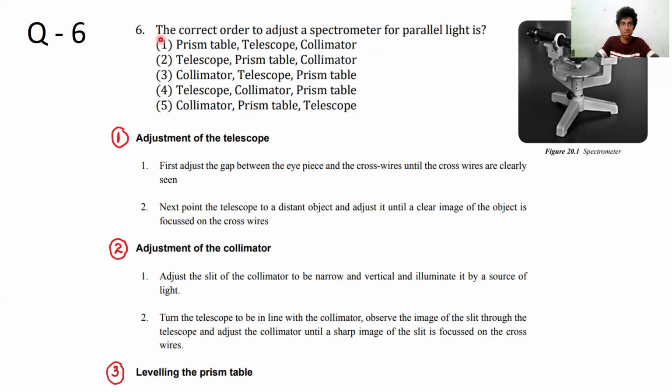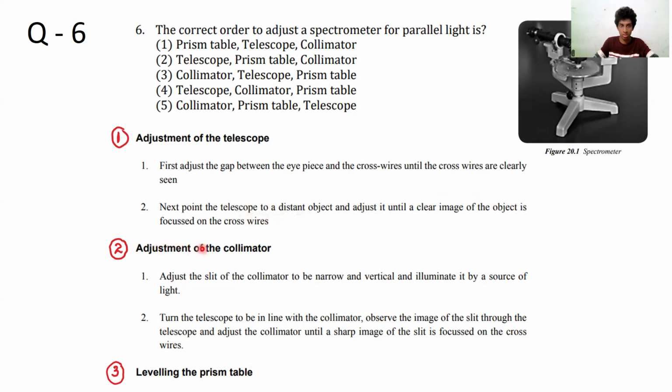Question number 6. The correct order to adjust a spectrometer for parallel light is. So first, we should adjust the telescope. First, adjust the gap between the eyepiece and the crosswires until the crosswires are clearly seen. Next, point the telescope to a distant object and adjust it until the clear image of the object is focused on the crosswires.